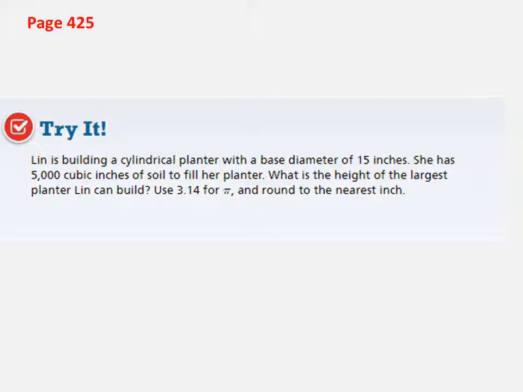Of course, the 15 here is the diameter length. So the first step, we must find the radius length. Of course, the radius length equals the diameter length divided by 2. So what's 15 divided by 2? Of course, it's 7.5 inches. And 5,000 here is the volume. And the question, what is the height? So what's h? And use 3.14 for pi. Here we don't have the base area, we have the radius length. So use this formula. V equals pi r squared h.